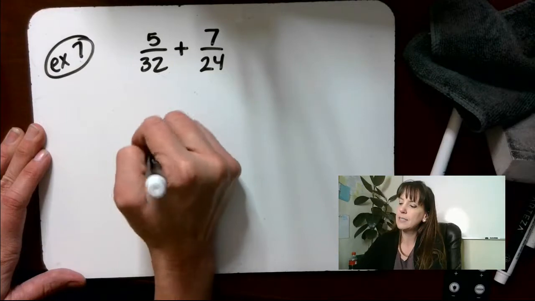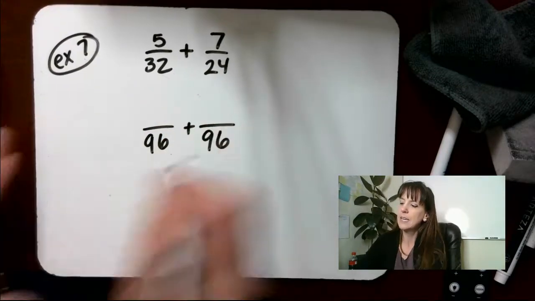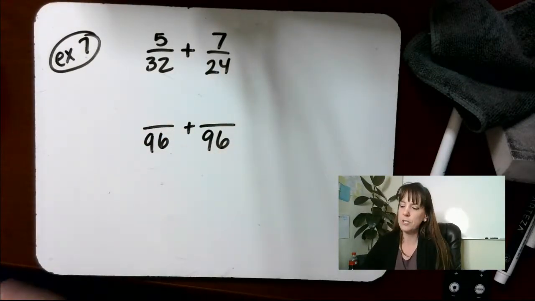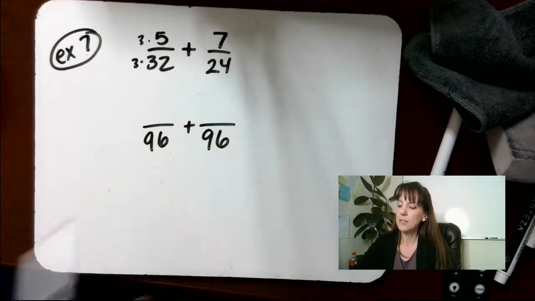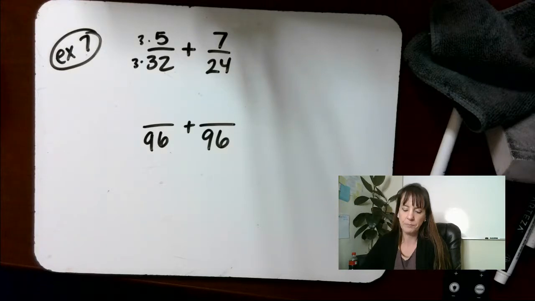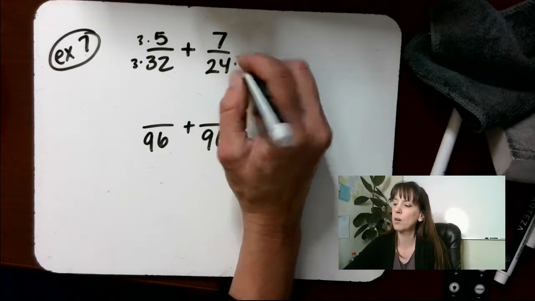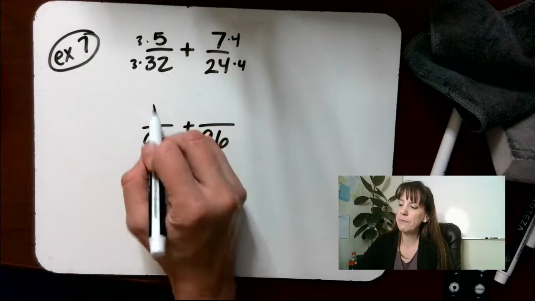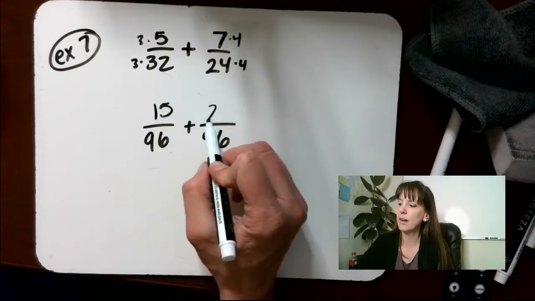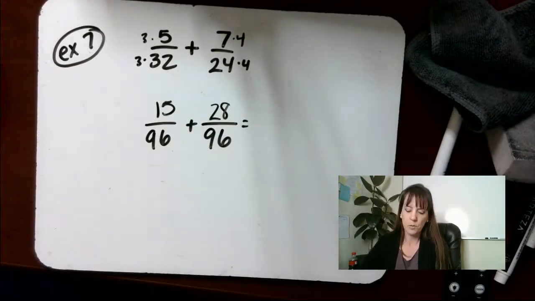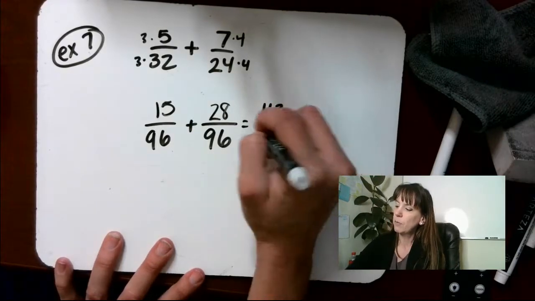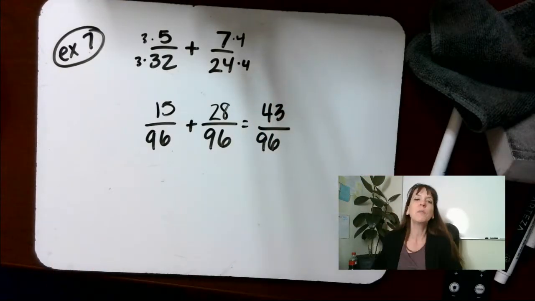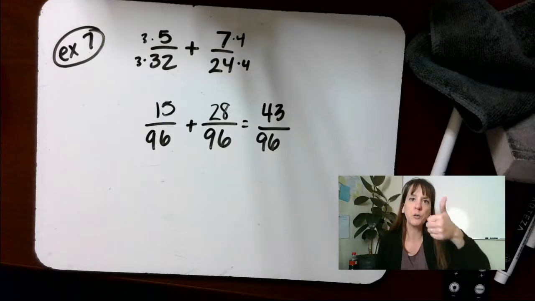So this is going to be something over 96 plus something over 96. So 96 divided by 32 would give me 3, right? So I've got to multiply this by 3, this by 3. And then 96 divided by 24 will give me 4. So this times 4, this times 4. So upstairs I have 15, and then downstairs here I have 28. So 28 plus 15, now I'm all paranoid I'm going to make a mistake of simple math, is 43. So 43 over 96.